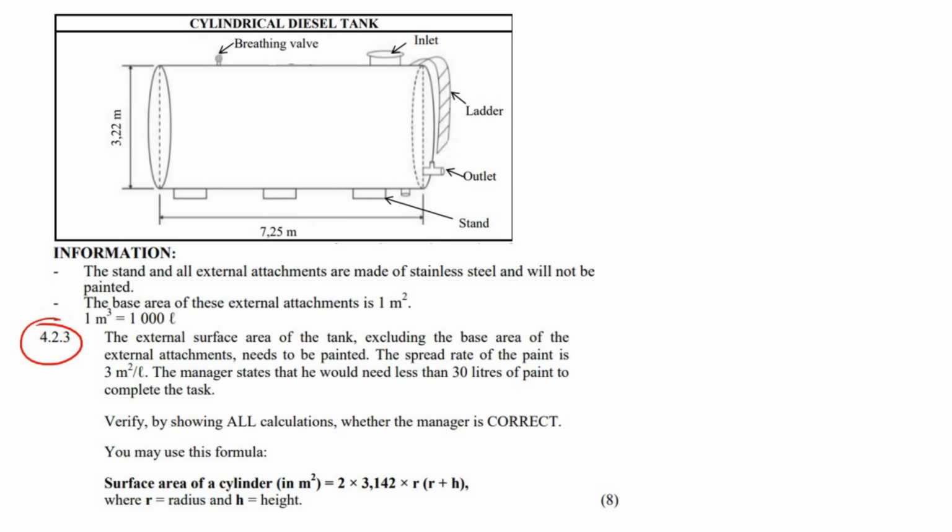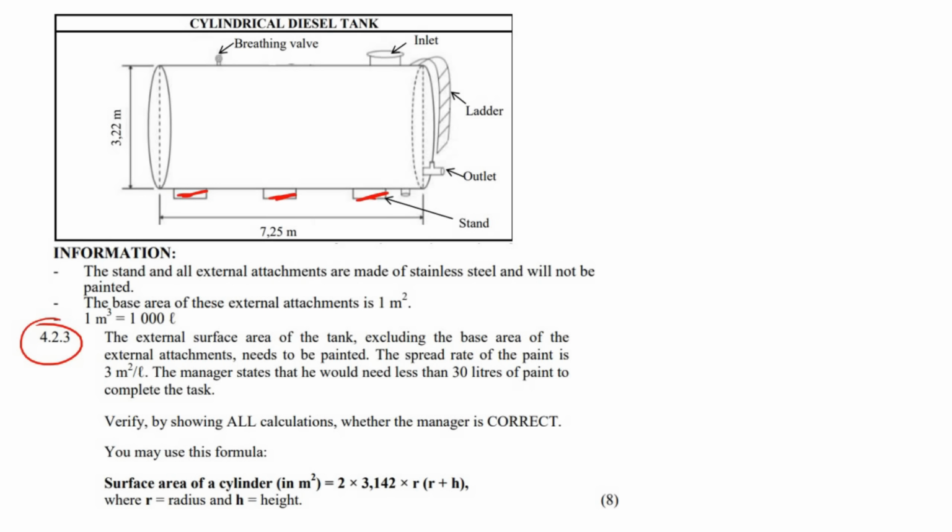Here's another 8-mark question. So it says that the external surface area of the tank, excluding the base area of the external attachments, these are just like these parts over here, I think, those little weird parts, needs to be painted. The spread rate of the paint is 3 meters squared per liter. The manager states that he would need less than 30 liters of paint to complete the task. Verify by showing all calculations whether the manager is correct.